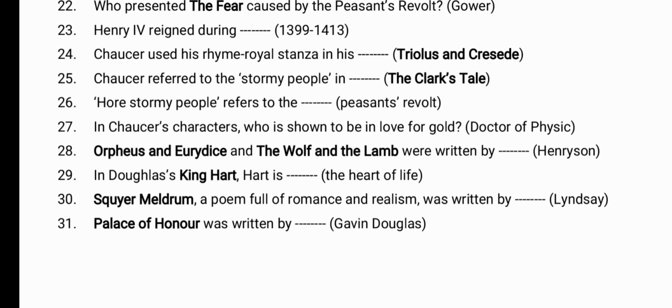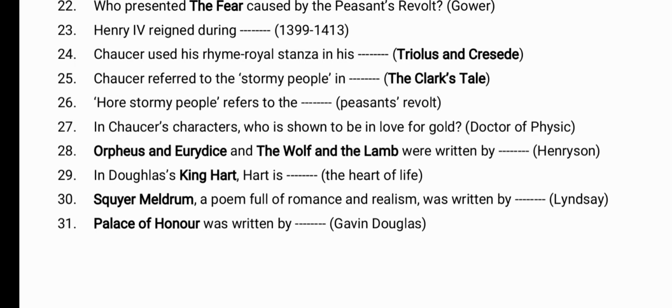Chaucer used his rhyme royal stanza in his Troilus and Criseyde. Chaucer referred to the stormy people in the Clerk's Tale. Stormy people refer to the peasant revolt. In Chaucer's characters, who is shown to be in love with gold? The Doctor of Physic.